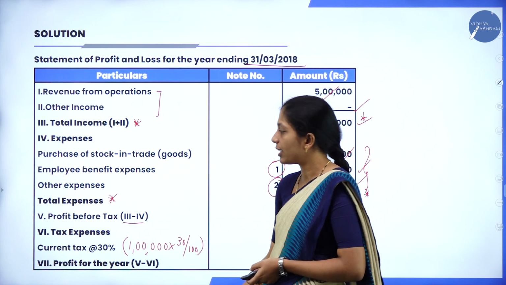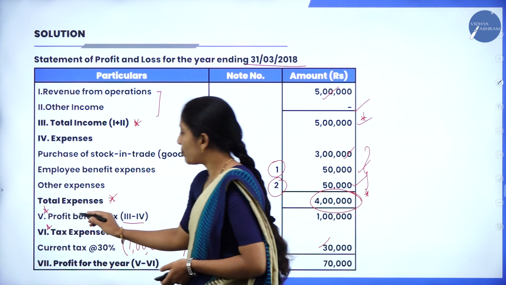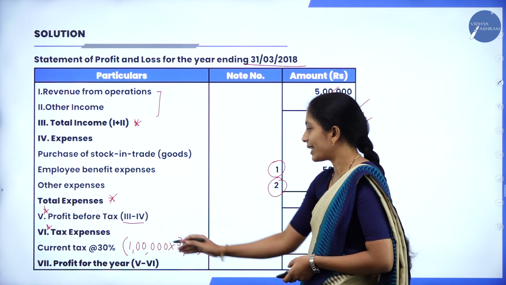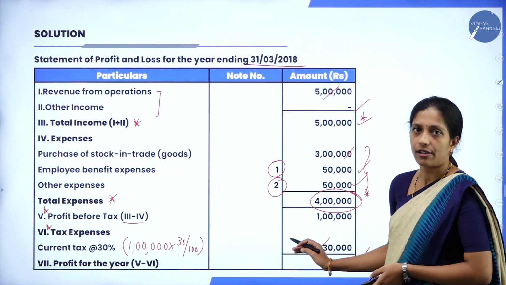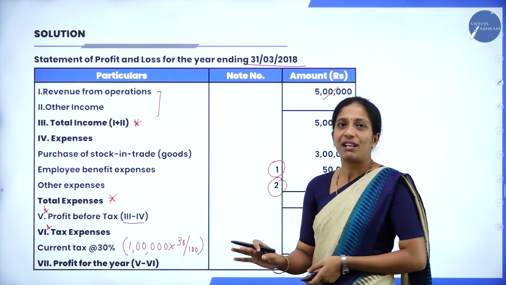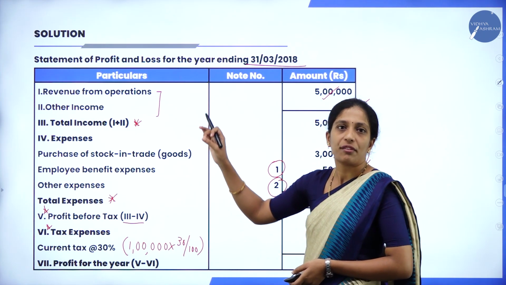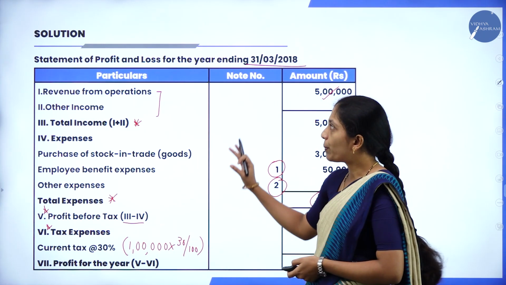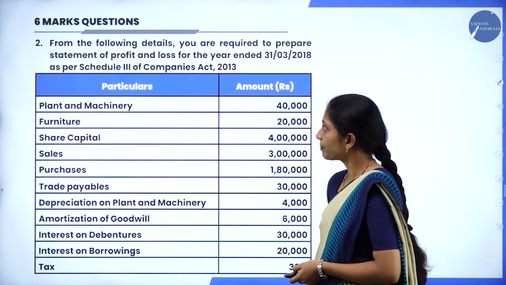Now, the last one is profit after tax. How do you get profit after tax? 5 minus 6. Profit before tax minus tax, you will get profit after tax, that is 1 lakh minus 30,000, 70,000. The problem is too simple for 6 marks. Wherever necessary, you have to prepare the notes and write in the format. Hope you are clear about this question. Similar question, we shall solve the next one.